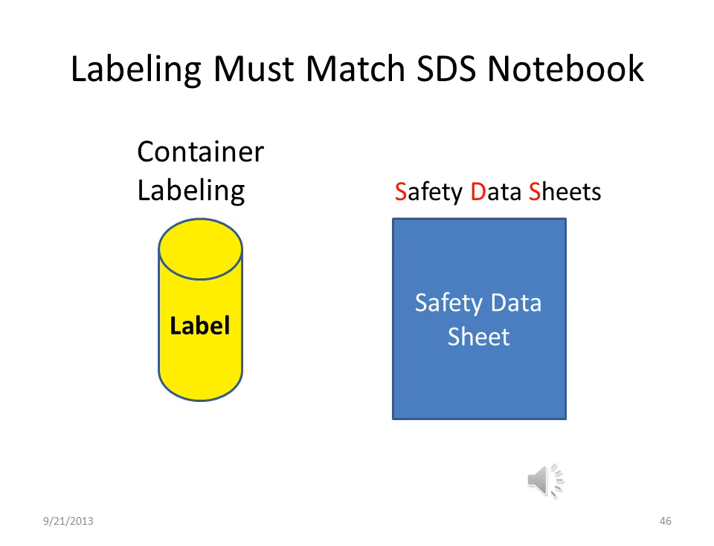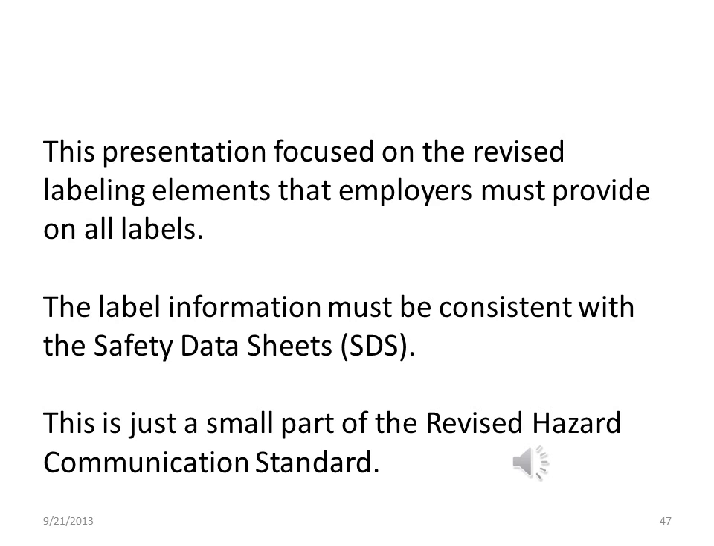We have now looked at the label elements, how to read a label, and then also how we can construct a label. But the labeling on each container must match the SDS notebook. This presentation focused on the revised labeling elements that employers must provide on all labels. The label information must be consistent with the SDS, or safety data sheets. This is just a small part of the revised hazard communication standard.